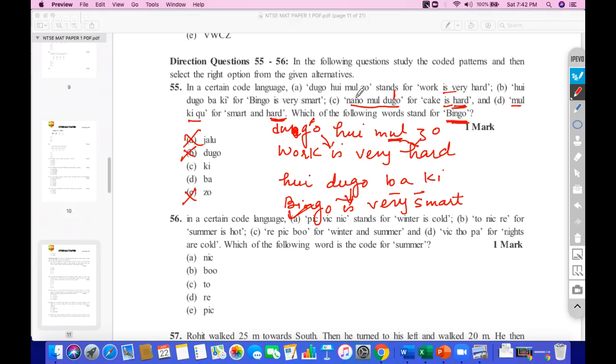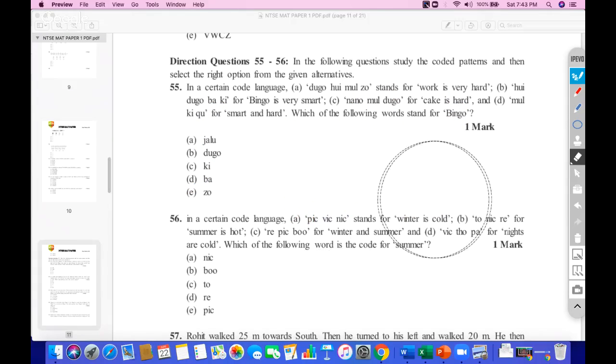So Nano is for cake. Anyway, cake is not coming here. So Ki Q. So here what is coming? Mul Jo Dugo. So it has to be, Ba is anyway not here. So one second. Where is Ki coming? Ki and Ba are coming here, and Ki is coming here. So is very smart and smart. So Ki would be for smart. So Ki cannot be the answer. So Ba would be the answer. So question number 55, Ba is the answer.